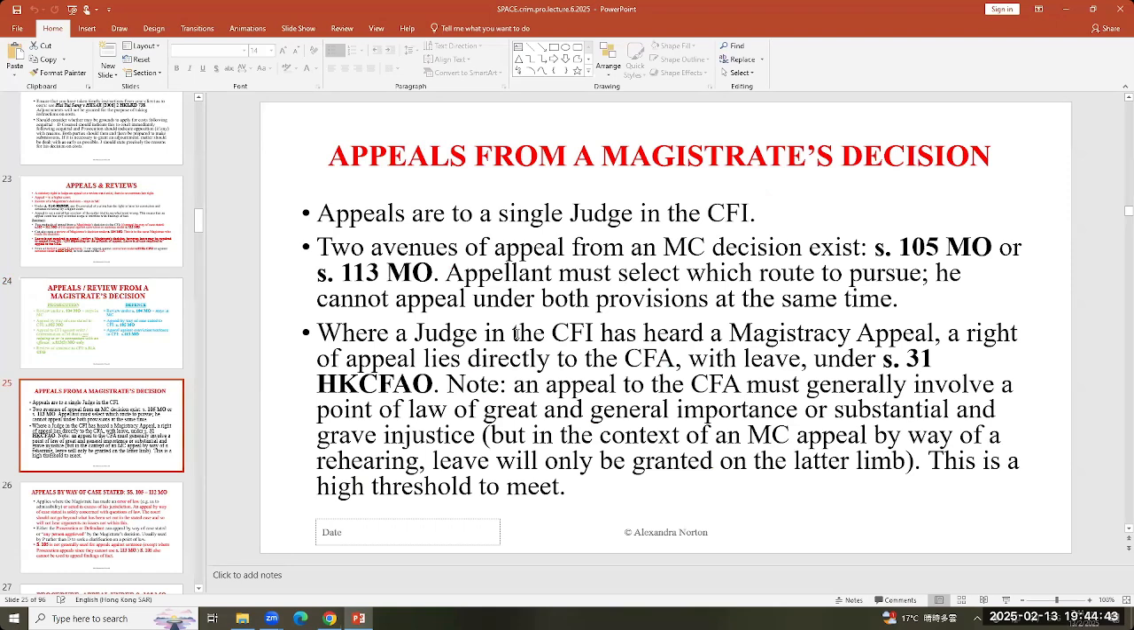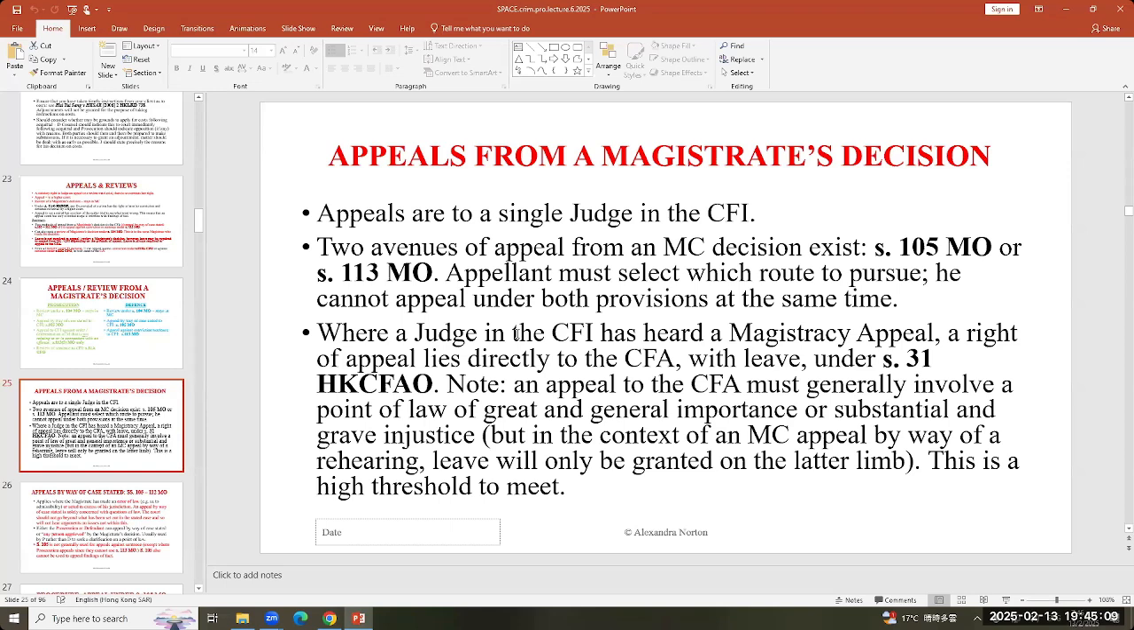If the judge in the CFI hears a magistracy appeal and a second appeal is sought, then the appeal is directly to the CFA. You don't get the right to appeal to the Court of Appeal from a magistracy appeal heard in the CFI. The reason for that is it would give an appellant an extra level of appeal compared to appellants in the district court or CFI, right?